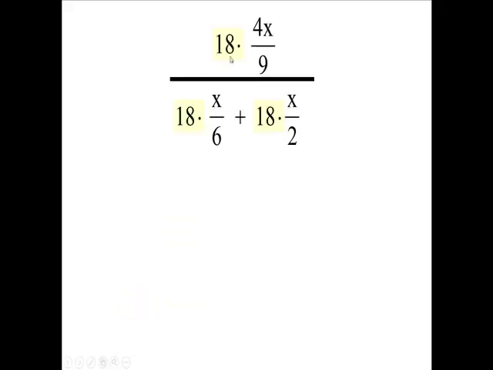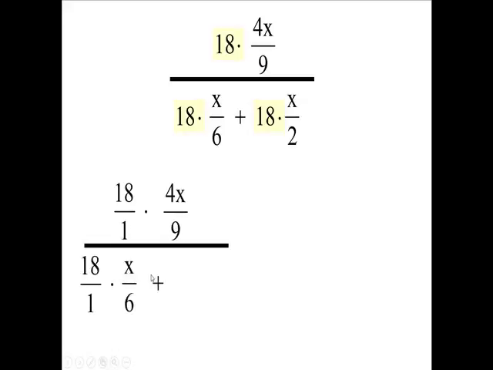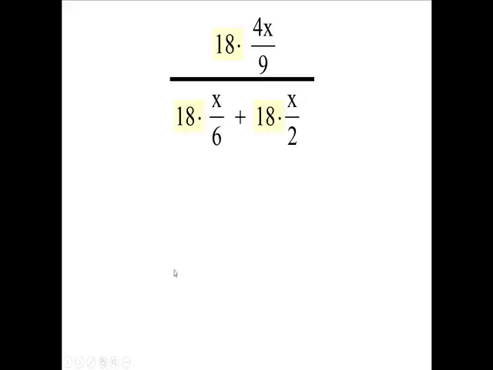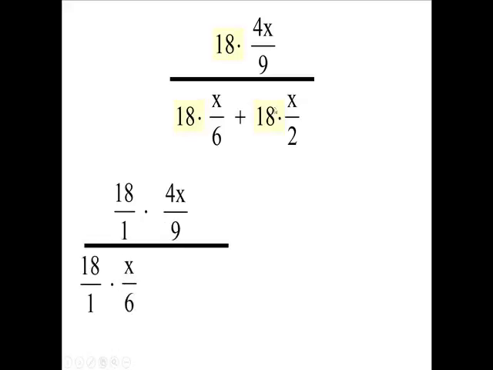All right, now notice you have 9 and 18. Let's write that 18 as a fraction. Same thing on the bottom. So all I'm doing here is taking this number right here and writing it as a fraction. Take that 18, write it as 18 over 1. Take this 18, write it as 18 over 1.